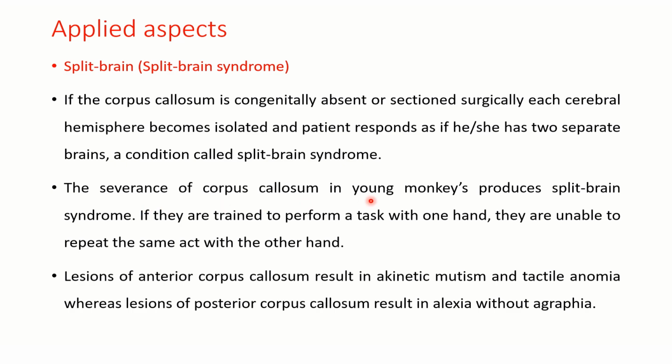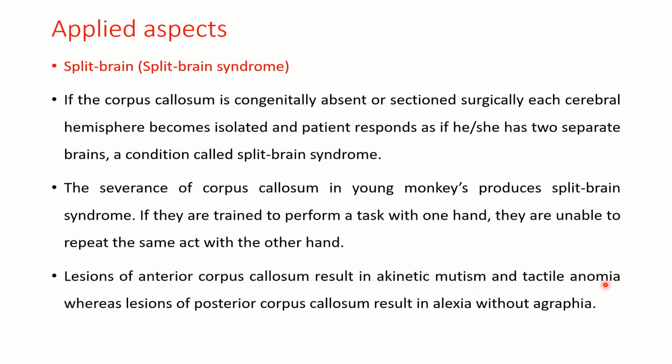The severance of the corpus callosum in young monkeys produces split brain syndrome. If they are trying to perform a task with one hand, for example the right hand, they are unable to repeat the same act with the other hand, the left hand. The lesions of the anterior corpus callosum result in akinetic mutism. That means the person does not want to move, that is akinesia, and does not want to speak, that is mutism.